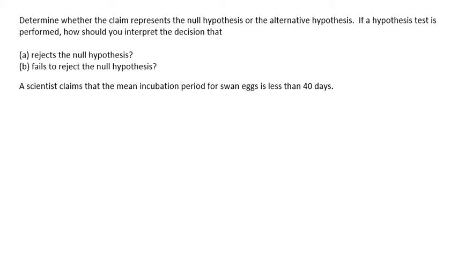Now, when we're doing hypothesis tests, it's very important that we can take our results and interpret them. So in the following example, we're going to first determine whether the claim represents the null hypothesis or the alternative hypothesis, and then we're going to see how we would interpret our results if we reject the null hypothesis or if we fail to reject the null hypothesis. A scientist claims that the mean incubation period for swan eggs is less than 40 days. Let's look at this. Less than gives us a key to know what mathematical sign we're working with. Less than 40 days.